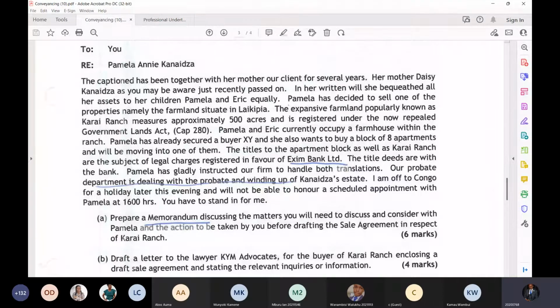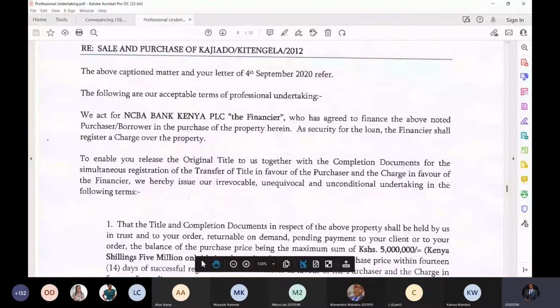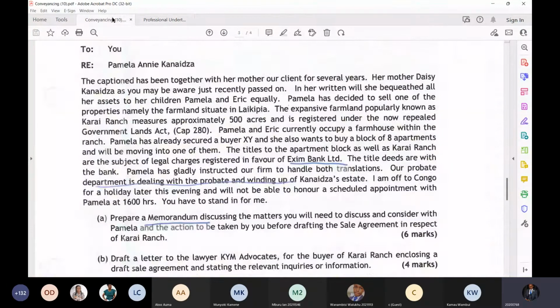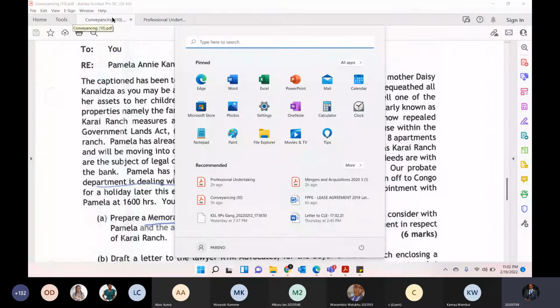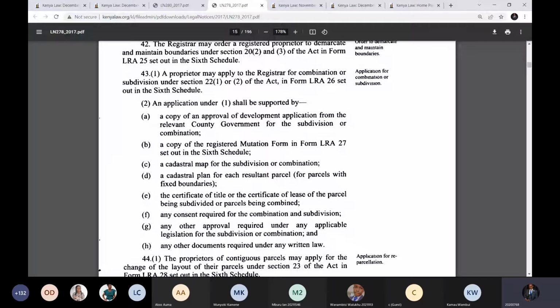So in this aspect, there's the aspect of subdivision, and in subdivision, you have regulation number 43. Read on regulation 43. That's the process for subdivision: the approvals by the county government, all these documentations that you need to lodge in the application for subdivision. It's as simple as that. When they ask you about the process for subdivision, just go to regulation 43 because you're a lawyer.